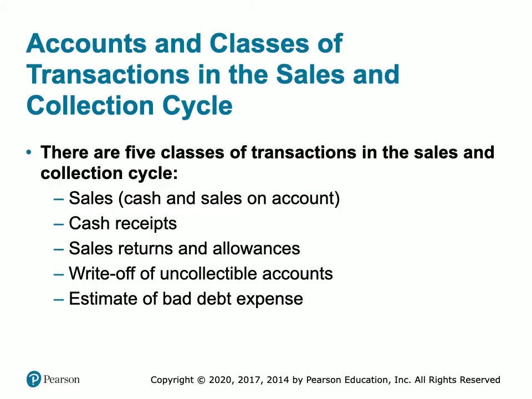So there are five classes of transactions in the sales and collection cycle. Obviously, sales, right? Cash sales, for the most part, in the things that you're going to do, are going to be minimal to zero. More transactions are being conducted online for safety reasons, and there's just less cash being transacted. So the types of businesses that would have cash sales are probably not the types of businesses that are going to have audits done. And if they are, cash is probably a smaller and smaller percentage of their transactions.